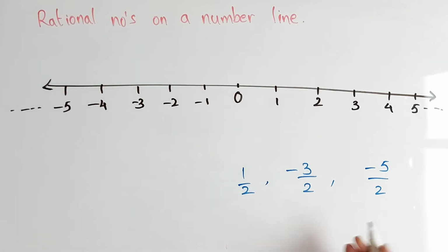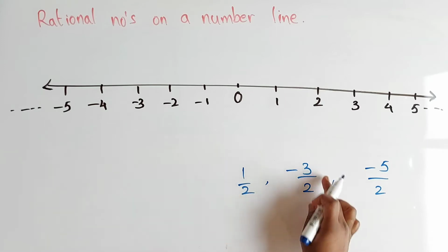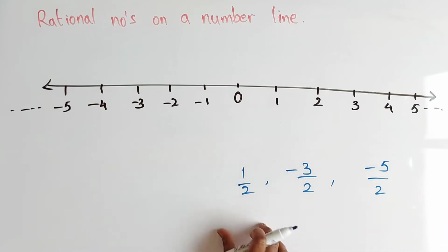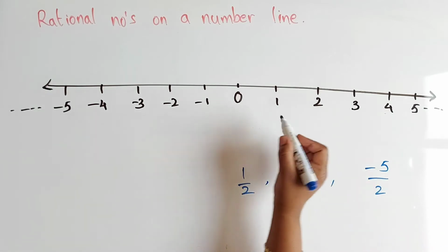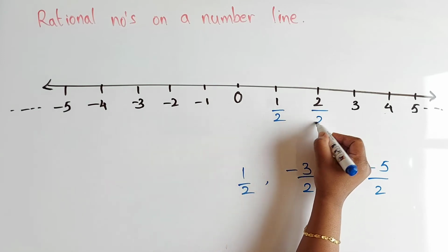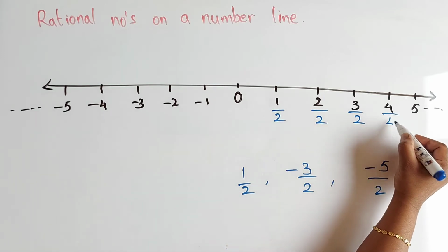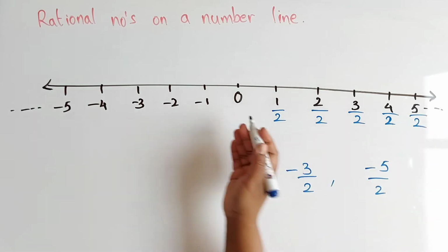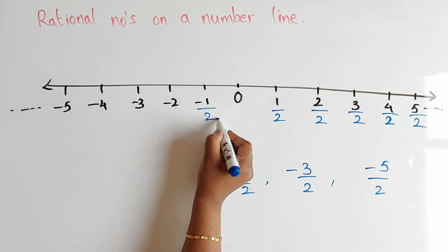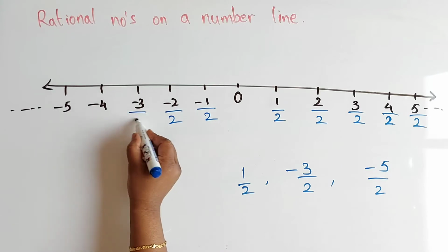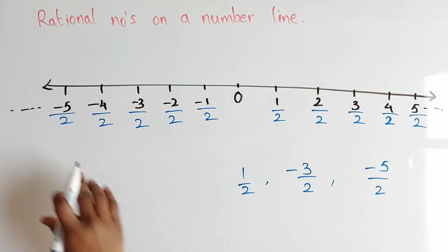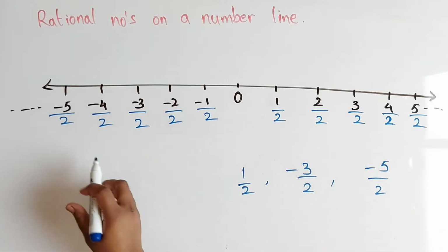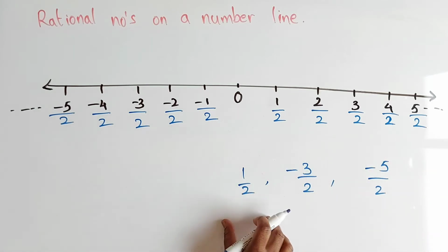Now see our denominator, it is 2. 1 by 2, minus 3 by 2, minus 5 by 2. So our denominator is 2. Now let's take numbers with the same denominator 2. From here, 0, plus 1 by 2, 2 by 2, 3 by 2, 4 by 2, 5 by 2. Now negative integers: minus 1 by 2, minus 2 by 2, minus 3 by 2, minus 4 by 2, minus 5 by 2, and so on. Now see the number line, children, now with the same denominator, correct?